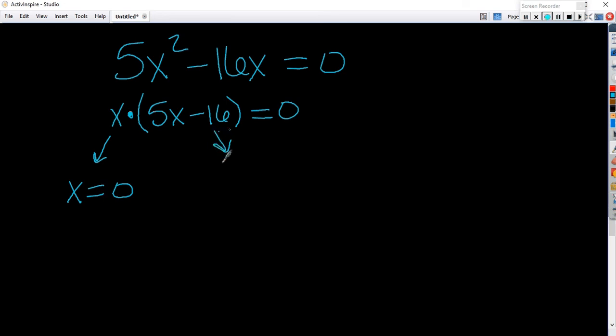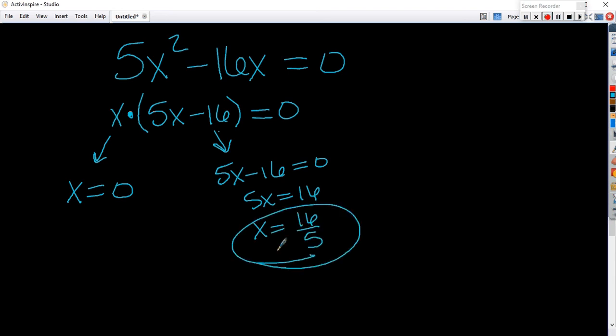But in this case, I have two solutions because not only could x be 0, 5x minus 16 could be 0. And so if I solve that, see why I like fractions better than decimals? Y'all go ahead with your bad selves and your decimals. That's it. 2 answers.